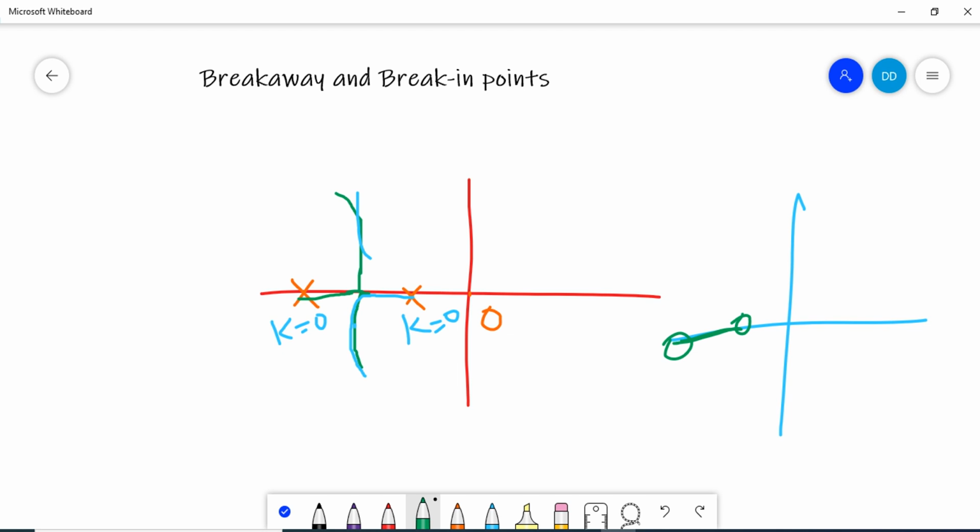The break angles are given by plus or minus 180 degrees by r, where r is the number of branches approaching or leaving the break point. Now how are you going to find the breakaway points? The break points can be either a breakaway point or a break-in point.